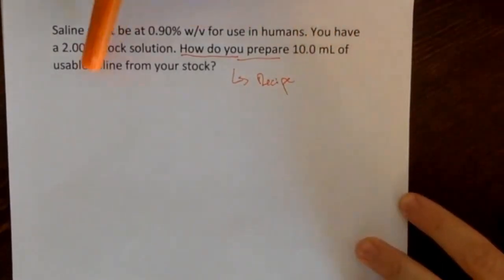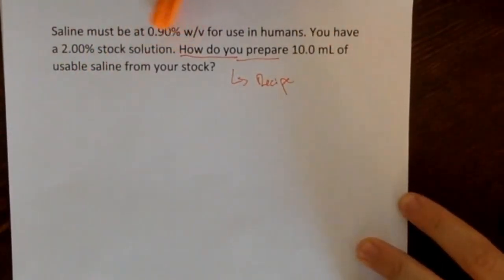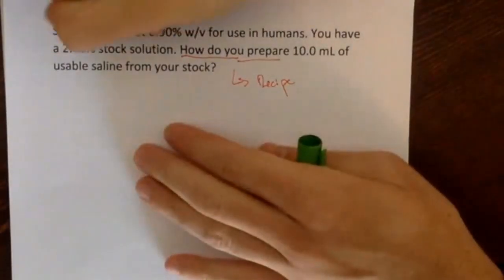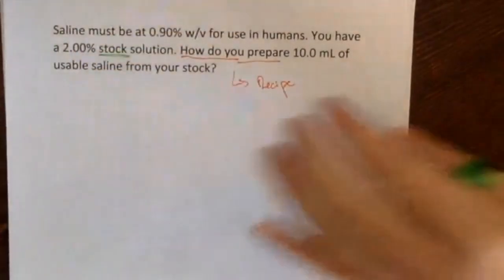10 milliliters of usable saline, so it needs to be 0.9%. And so we've seen problems where we're dealing with molarity, where you're dissolving a solid, your solute, into the solution, so you can figure out how much you need and how much you weigh out, the mass. But this is slightly different because the information that we're given is that we have a stock solution, right?